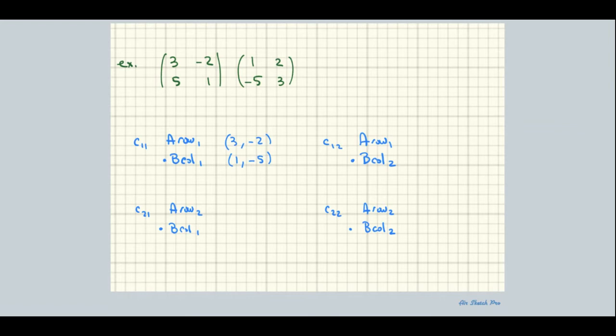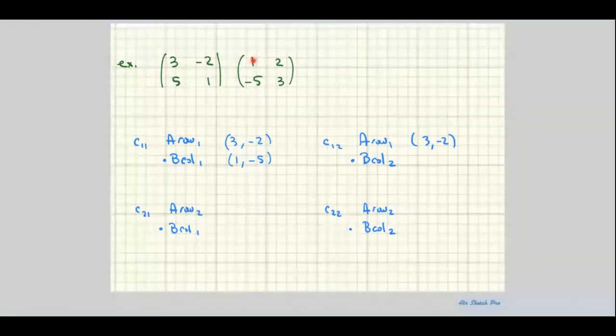What's A row 1, guys? I'm looking at the entry for C12, so I'm looking at row 1 on the left. What's A row 1? 3, negative 2. Okay, so you're seeing it. Good. What's B column 2? That is, 5, 1 is row 2 of matrix A. That's A row 2. I'm seeing a couple of answers, and I see one answer is right. Danny's right.